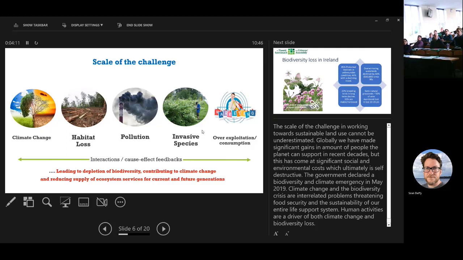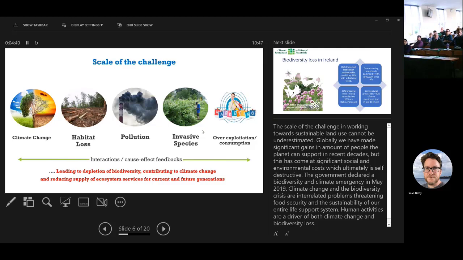The government, in response to this, has declared a biodiversity and climate emergency in May 2019. And these major challenges we have in terms of habitat loss, these are global ones, climate change, pollution, invasive species, driven by our production and consumption patterns, particularly in the developed world, are leading to this depletion of our environmental base on which society is sustained.